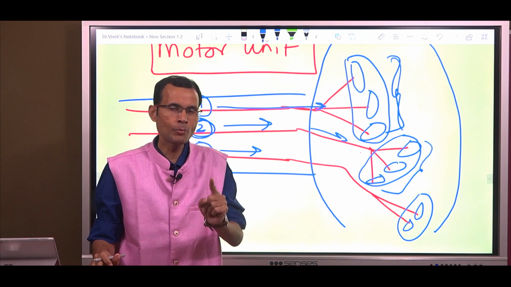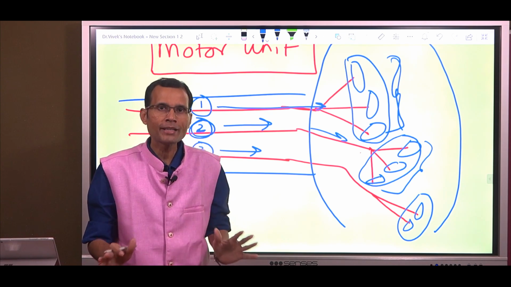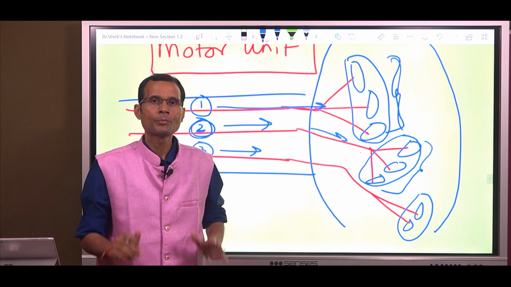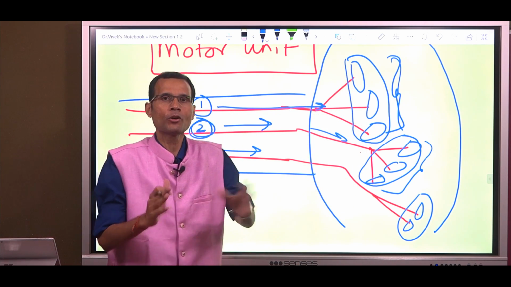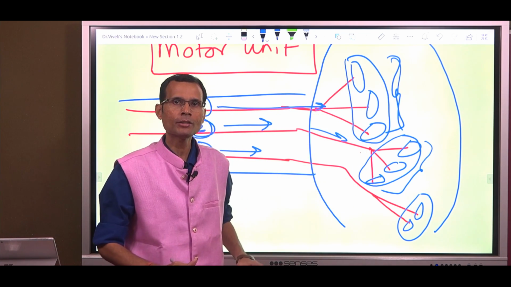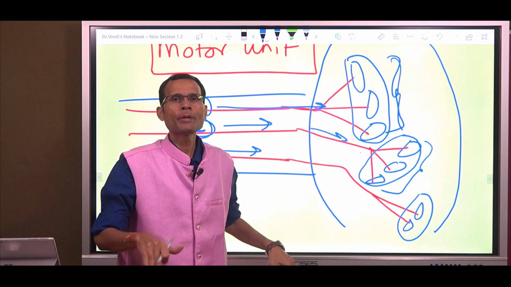So a single motor unit obeys all or none principle. Means all the muscle fibers in that particular motor unit will be contracting together, or they won't be contracting at all.